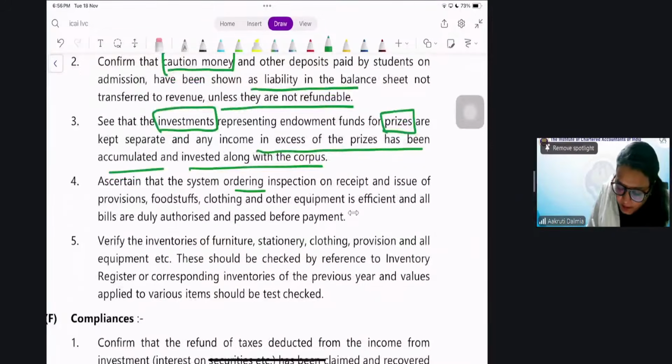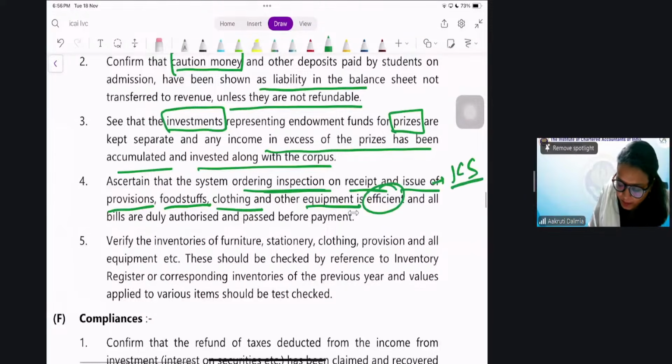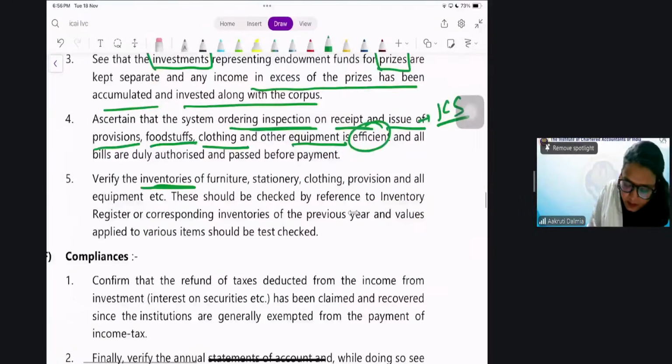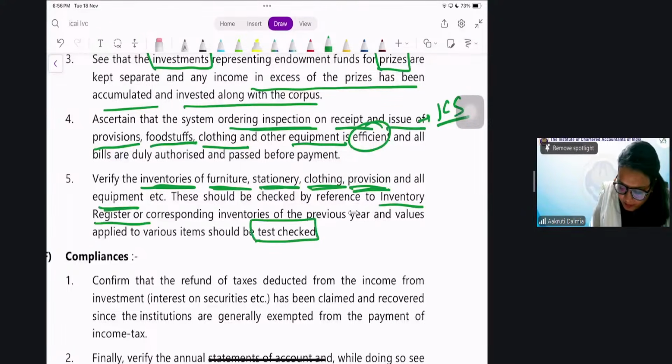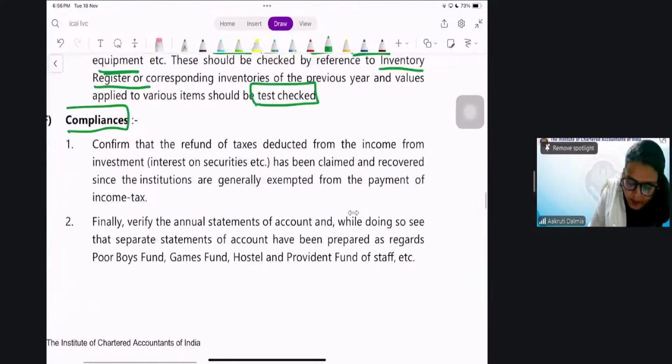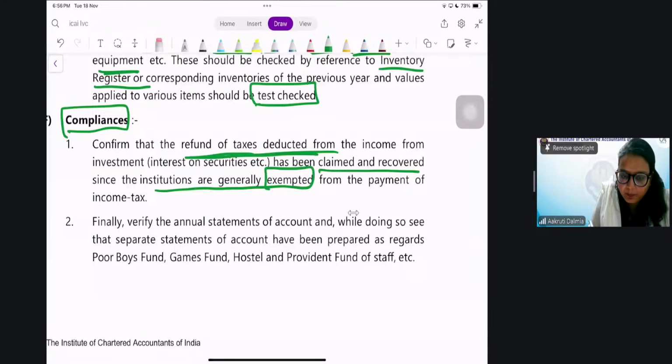Ascertain that the system ordering inspection on receipt and issue of provision, food, clothing, other equipment is proper and efficient. This is again checking internal control system. Verify inventories of the furniture, stationery, clothing, provision, equipment, etc. Check inventory register is properly maintained and do some test checking. And last is compliances. Check whether any refund of tax deducted from investments has been properly claimed and recovered, because usually schools are exempted.